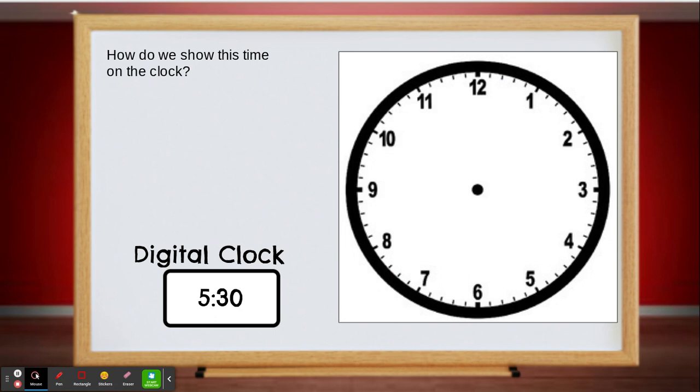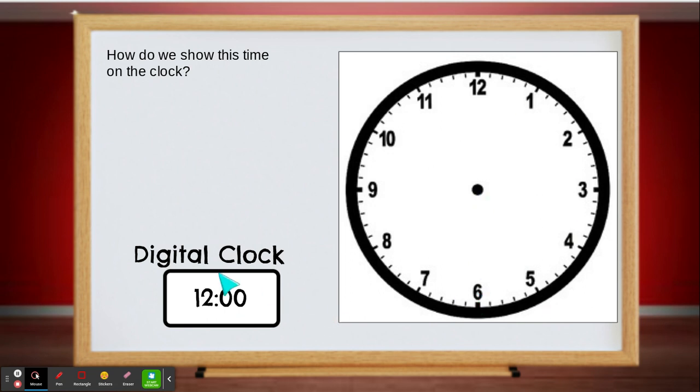Let's try this one. It says 5:30. How do I show 5:30 on the clock? Again, boys and girls, 30 minutes is half past an hour, which is right here, pointing to the 6. And the hour hand is in between 5 and 6 because it's going to show 5:30, or half past the hour.